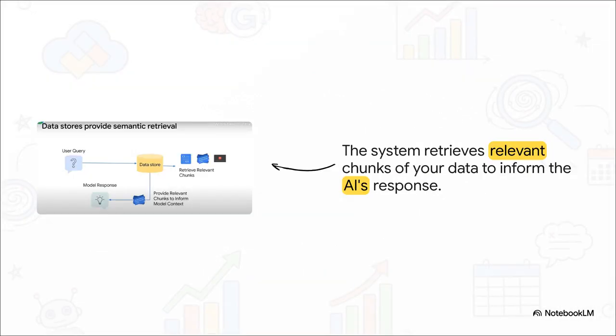This diagram kind of shows the flow. So you ask a question. The data store zips through your info and finds the most relevant little chunks of data. Then it hands those chunks over to the large language model, the AI's brain, which uses that information as its source of truth to give you a clear, accurate answer.